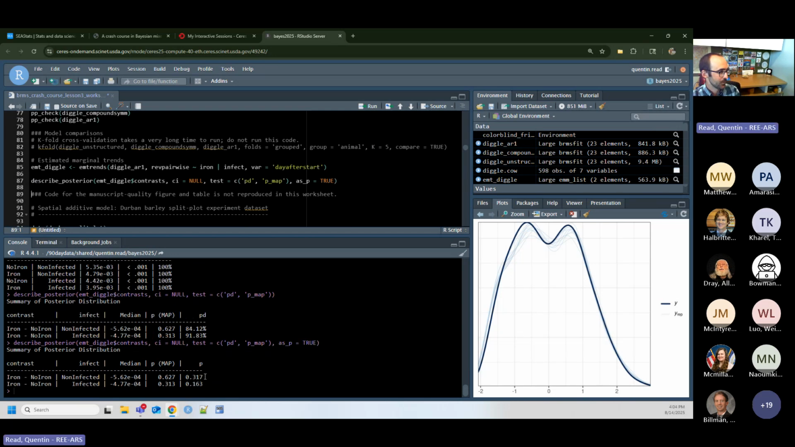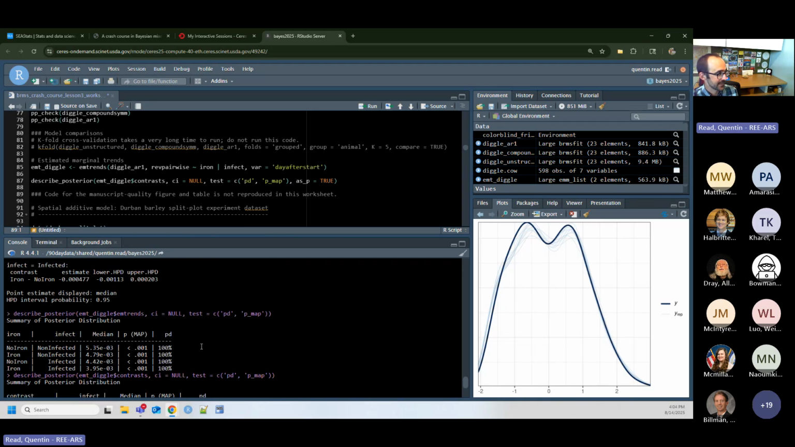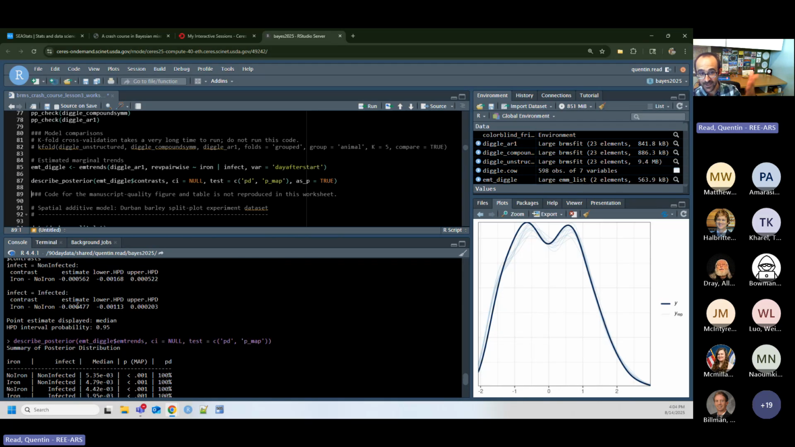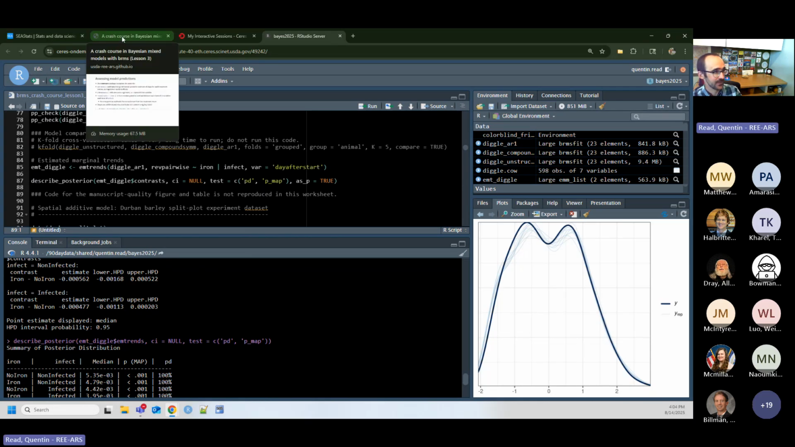Yes, so we don't have strong evidence based on this that iron supplementation is affecting the rate of weight gain in these cows. Again, it's a small sample size, so that could be, it's a low-powered study anyways.